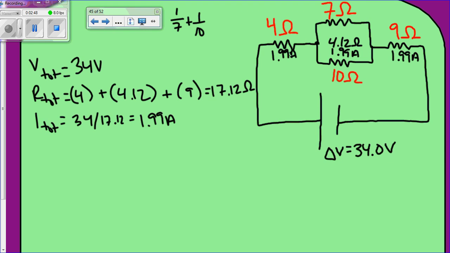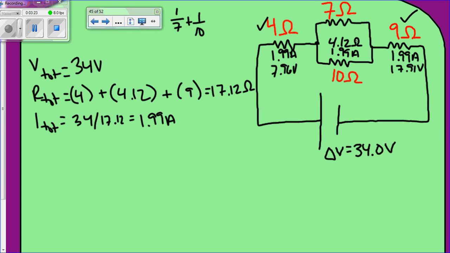Let's go ahead and come back here and solve for the voltage drop for the 4 ohm and the 9 ohm resistors, since those are just single resistors. Voltage is found by taking current times resistance. So the voltage drop here at the 4 ohm resistor is 1.99 times 4, which is going to be 7.96. And the voltage drop over here is going to be 1.99 times 9, which is going to be 17.91. Okay, so we've solved for the 4 ohm resistor, we've solved for the 9 ohm resistor.